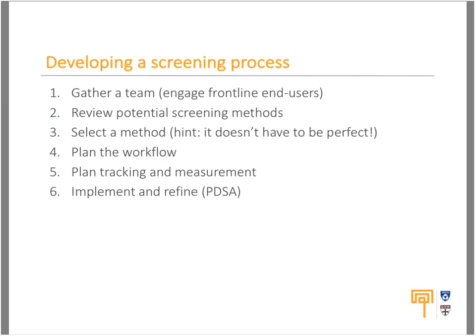So the first thing is you need to gather a team, which must include your frontline end users, the people who are having conversations and helping you with the process. You need to review the possible screening methods for your population. Select the method. This doesn't have to be perfect. You can probably think about this for a long time and refine and refine and refine, but pick one, plan how you're going to do it, plan how you're going to track it and measure it, and then number 6 is implement and refine. So I'm going to go through each one of these individually.